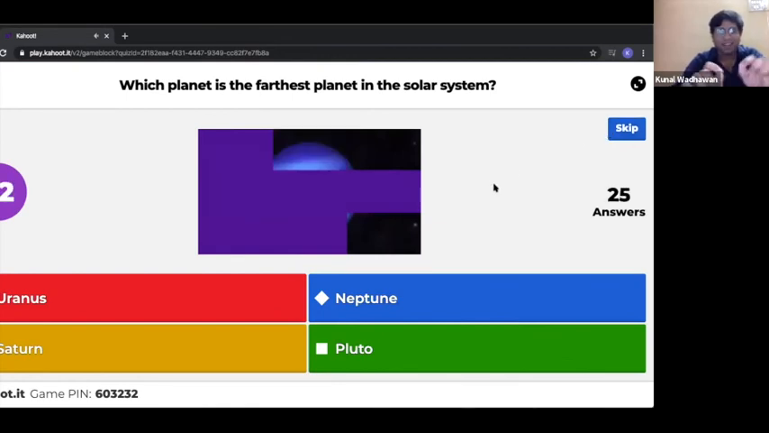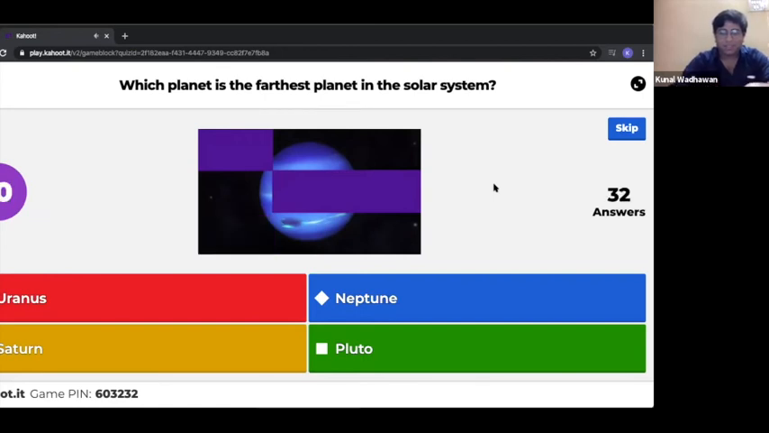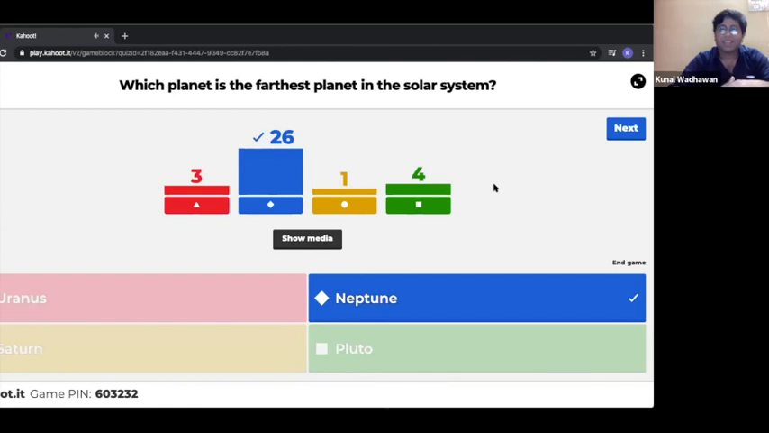It's a little trick in this question. I think people would be able to find that. You can see the image if you have guessed from the image till now. Did you guess? 32 answers, 34 answers. Very nice. 5 seconds more. 2, 1, and good. The correct answer is Neptune.